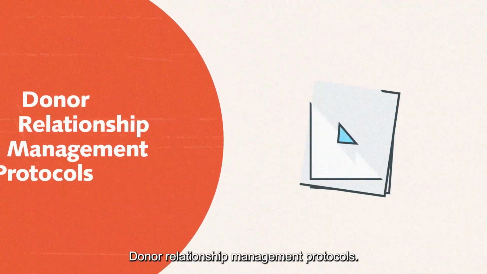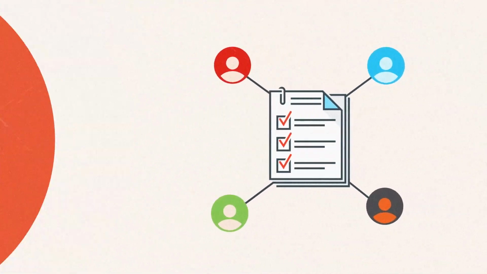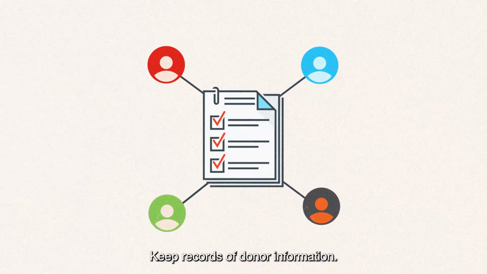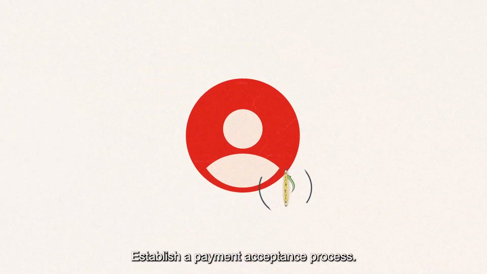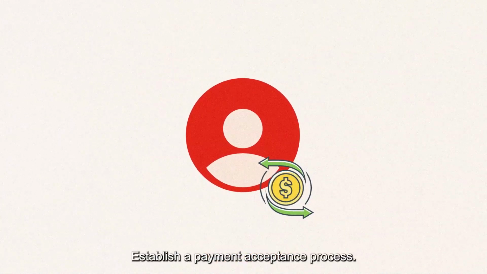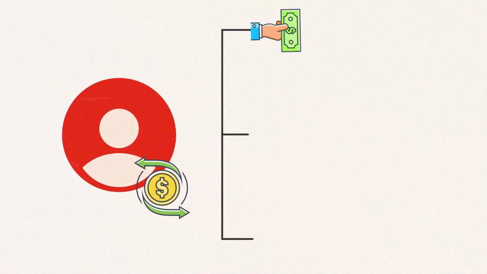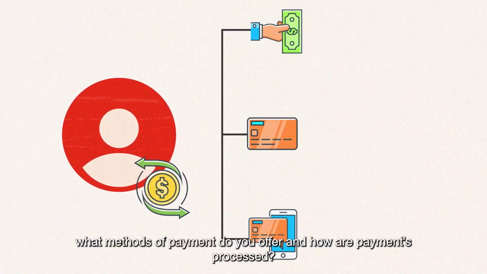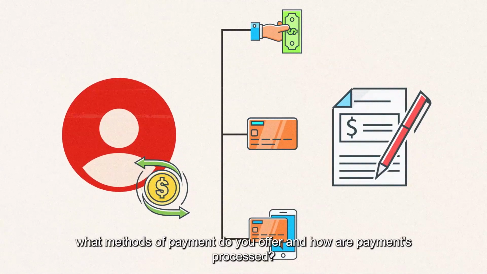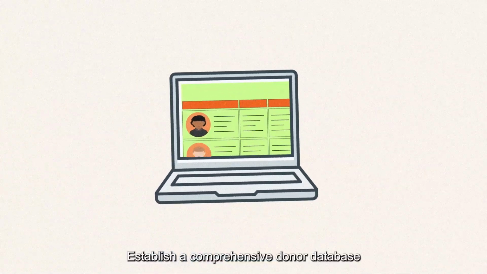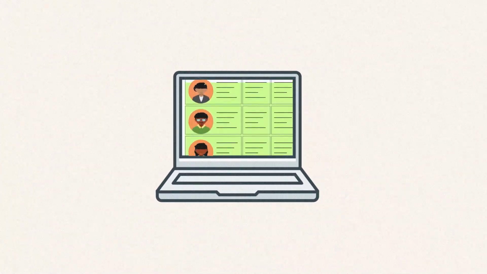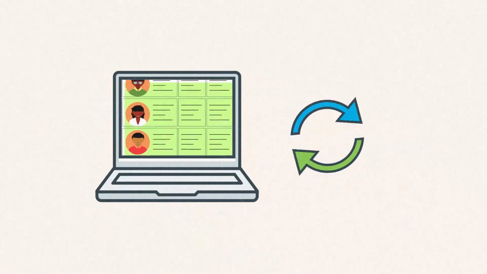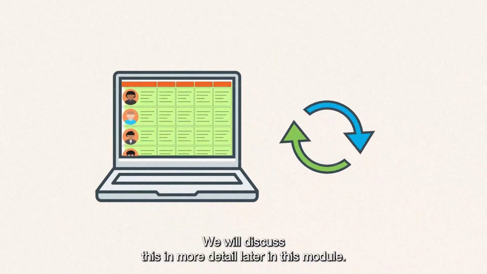Donor relationship management protocols. Keep records of donor information. Establish a payment acceptance process. For example, what methods of payment do you offer and how are payments processed? Establish a comprehensive donor database and keep it up to date. We will discuss this in more detail later in this module.